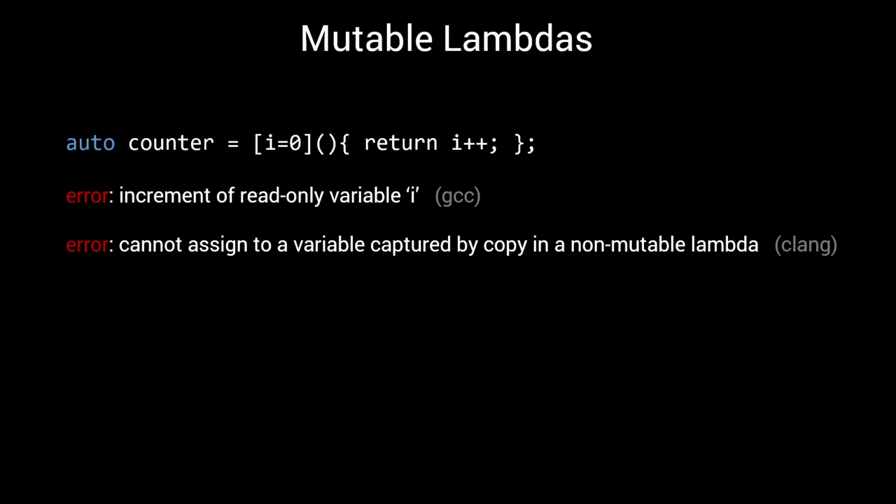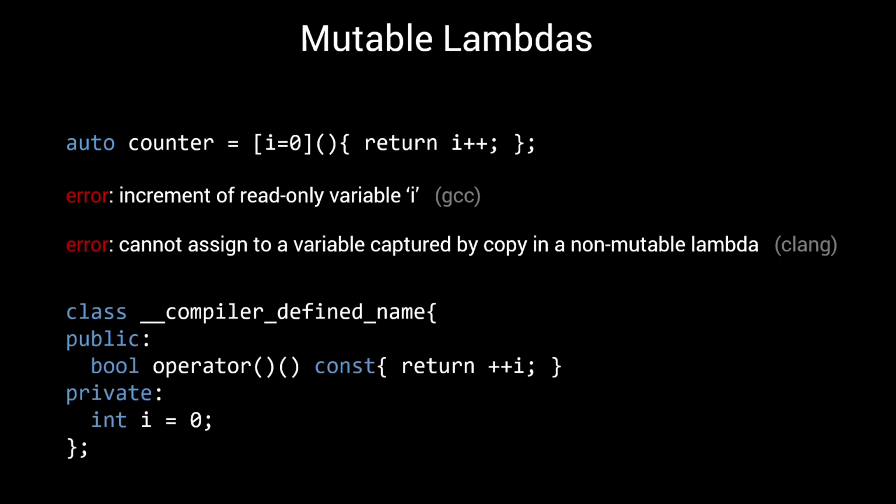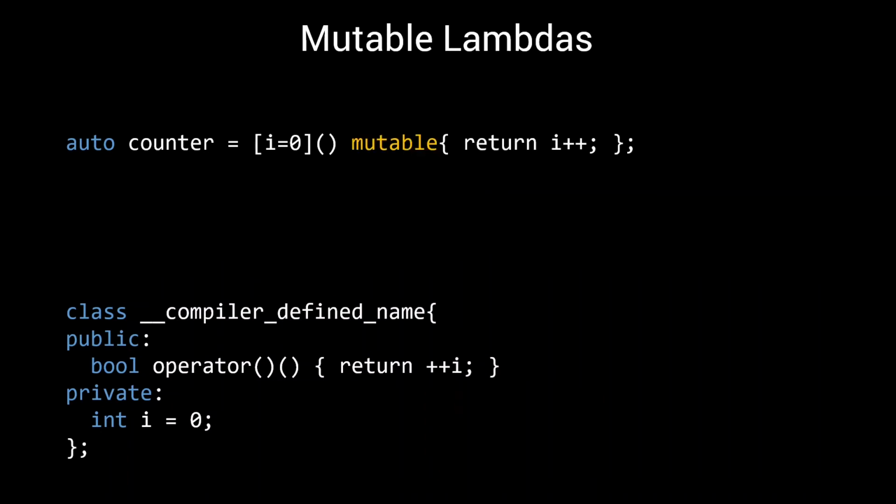To understand what's happening here, let's again consider the class that is generated by the compiler when it sees this lambda. Remember how I emphasized that the call operator is const by default? That's why, even though the type for i is deduced as a normal, non-const integer, in the context of this call operator, i is const and hence it cannot be incremented. We can prevent the call operator from being marked as const by adding the mutable keyword to a lambda.